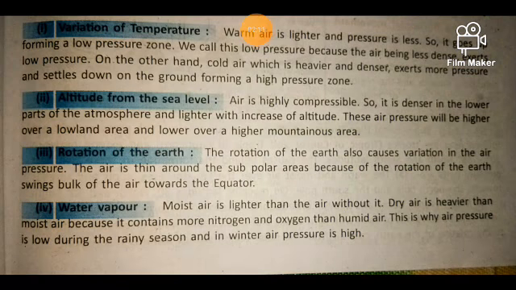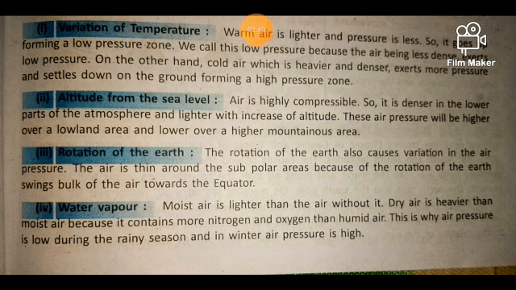First, we will learn about variations of temperature. I am going to read about that. Warm air is lighter and its pressure is less, so it goes up, forming a low pressure zone. We call this low pressure because the air, being less dense, exerts low pressure. On the other hand, cold air, which is heavier and denser, exerts more pressure and settles down on the ground, forming a high pressure zone.